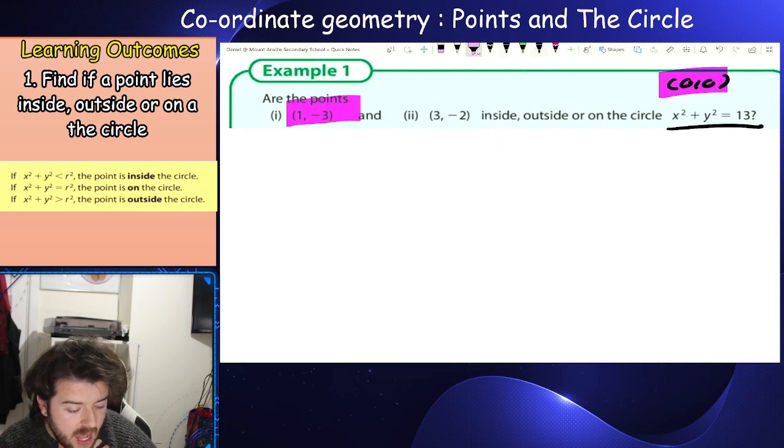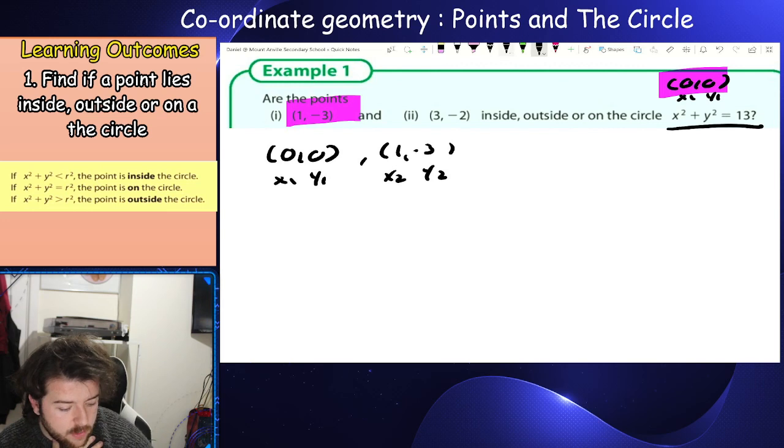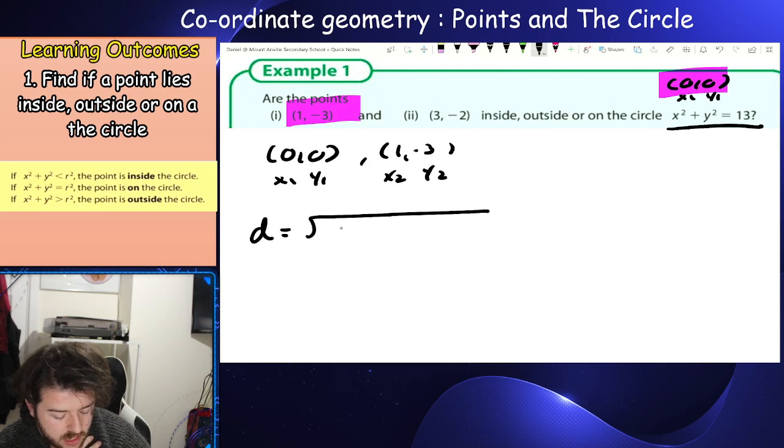Let me label my points and write them out here. So (0, 0) is x1, y1, and (1, -3) is x2, y2. I'm going to use my distance formula. So d is equal to the square root of (x2 minus x1) squared plus (y2 minus y1) squared.